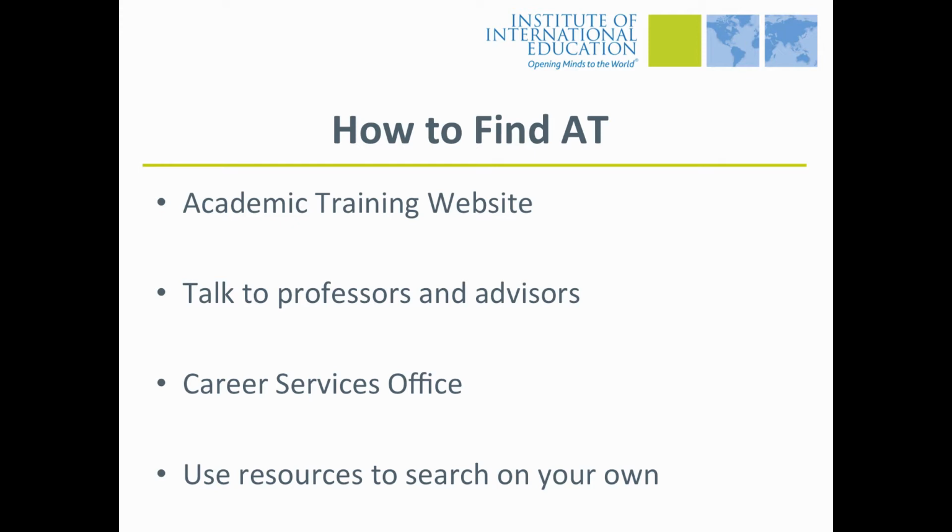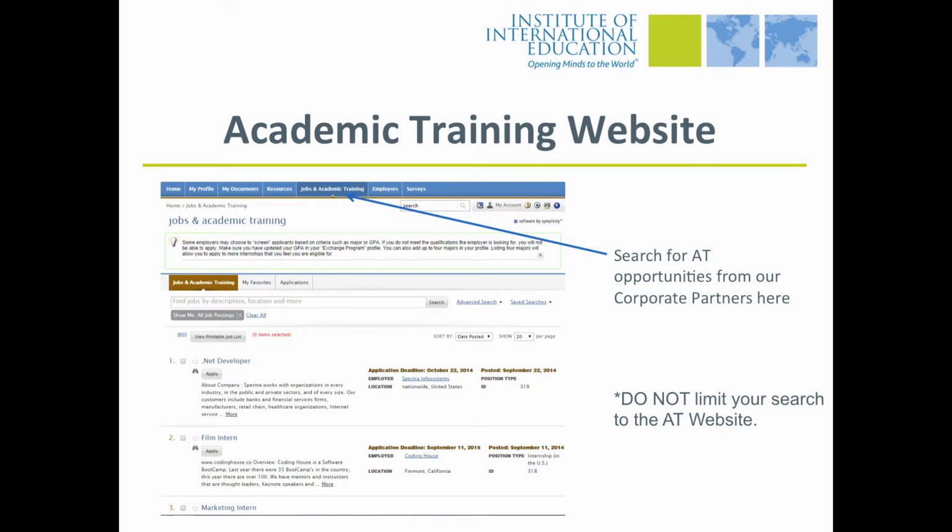First, we will talk about the academic training website. Then we'll be talking about how you can talk to professors and advisors to see if they have any colleagues that have any opportunities available. We'll also go over the Career Services Office and how the staff there can help you look for internships, research assistantships, and observerships. And then we'll talk a little bit about the resources you can use online to search on your own.